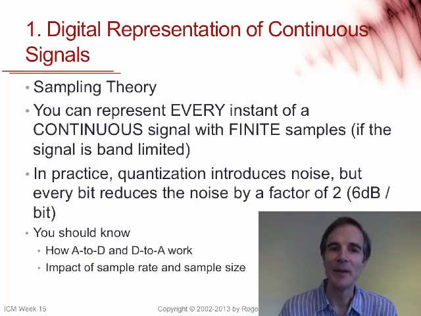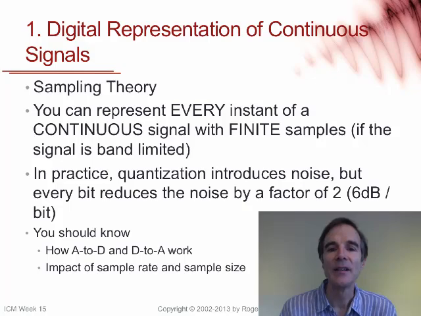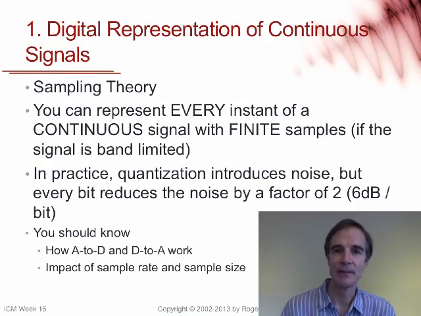The big idea is that you can represent every instant of a continuous signal with a finite set of samples if the signal is band limited. And in practice, quantization introduces noise, but every bit reduces the noise by a factor of 2, or about 6 decibels per bit. You should know how analog to digital converters work and how digital to analog conversion works, and you should understand the impact of sample rate and sample size on these signal representations.